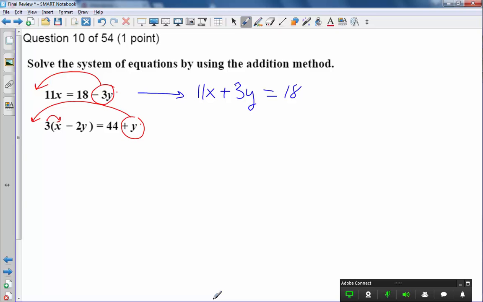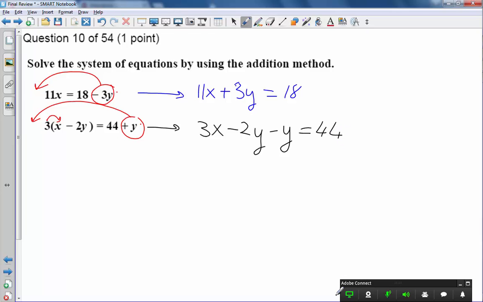Okay. I'm going to multiply 3. We just multiply 3 times x and make 3x. And then I have minus 2y. And we have another y coming in and joining these guys. And 44. Any mistakes? 6y.